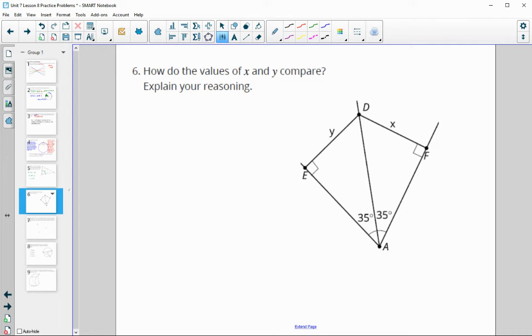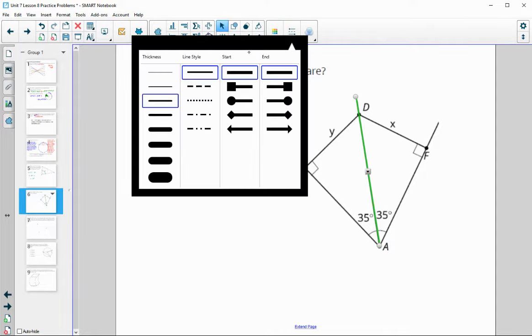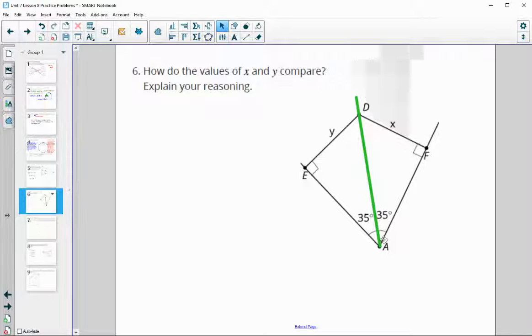Number 6, how do the values of X and Y compare? Explain your reasoning. So we know that this is an angle bisector. We can tell because it's split it into 2 equal angles of 35. And when you have an angle bisector, remember that means every point on this green line is the same distance from both sides of the angle.